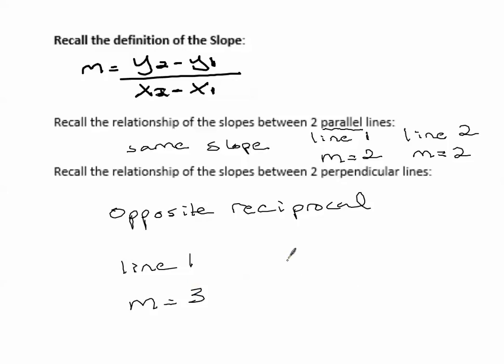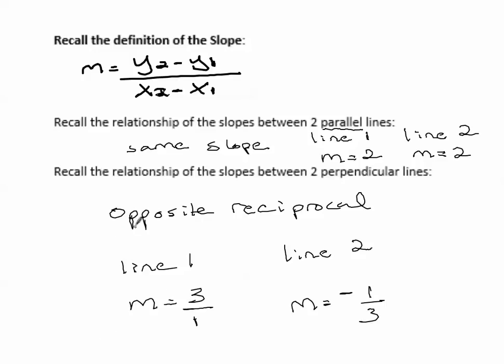then line 2, okay, first of all, if we have a whole number, we're going to want to make that into a fraction so that it's easy to see what's happening. We can always put any number over 1. Opposite means that one is going to be positive and one is going to be negative, and reciprocal means that we're going to flip it over. This slope is positive, so the perpendicular line must have a negative slope. So one positive slope, one negative slope, and then we just flip those over. The reciprocal of 3 over 1 is 1 over 3.